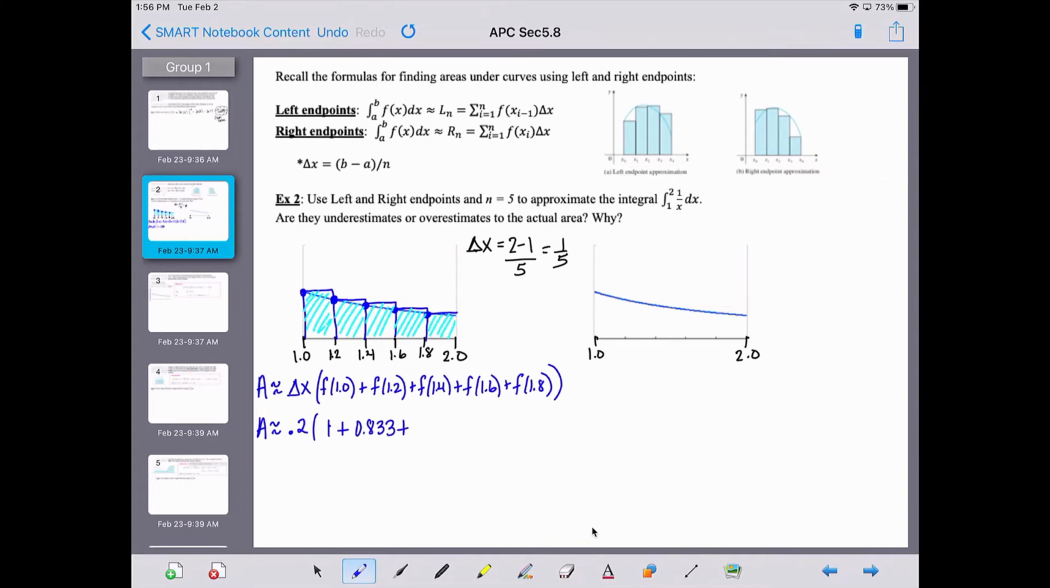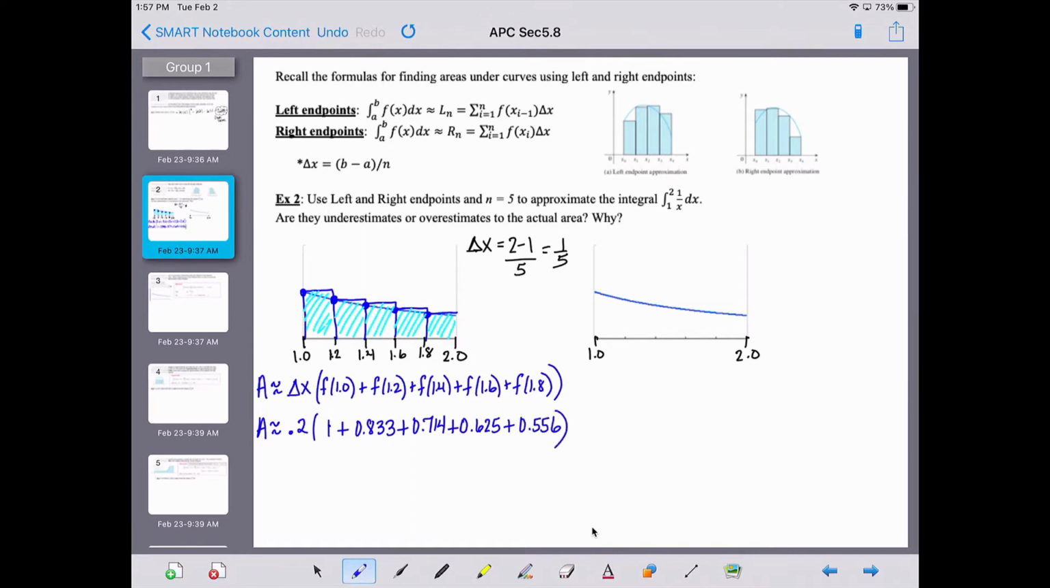So I am just finding the value of the function at x equals 1.0, 1.2, 1.4. I am plugging that into 1 over x, okay? So then f of 1.4 is going to be 0.714. F of 1.6 is going to be 0.625. And f of 1.8 is going to be 0.556.